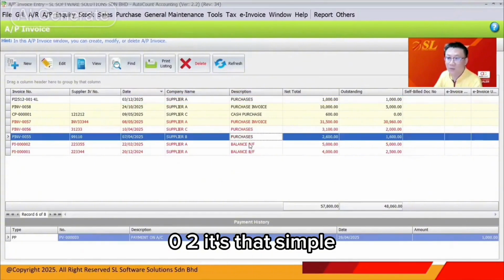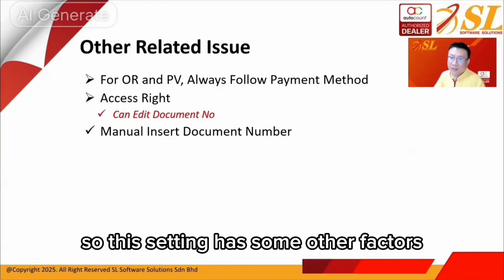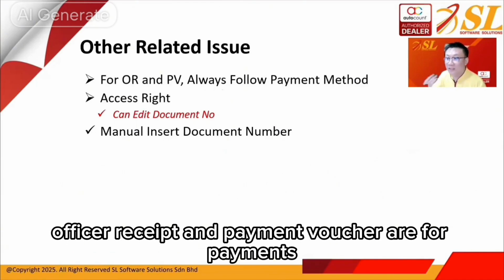It's that simple. Let's see if there are any other special settings. This setting has some other factors like officer receipt and payment voucher. Officer receipt and payment voucher are for payments, right?